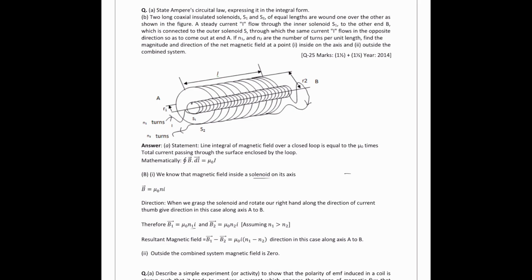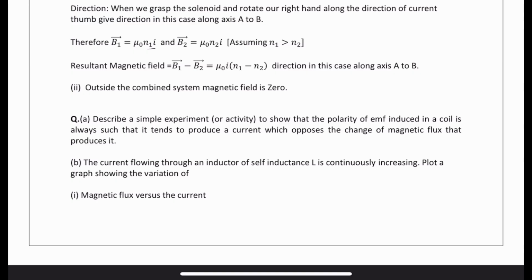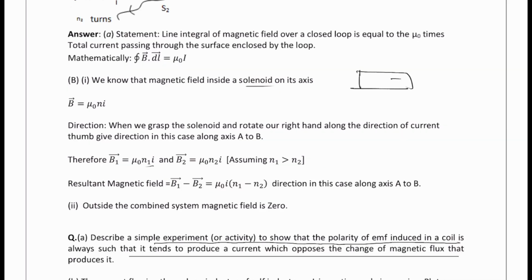Okay, now go to the next question. Describe a simple experiment or activity to show that the polarity of EMF induced in a coil is always such that it tends to produce a current which opposes the change of magnetic flux that produces it. Suppose we take a closed coil here, with a galvanometer or ammeter to detect the current, and you bring a north pole near it.